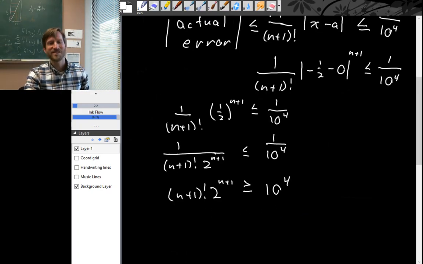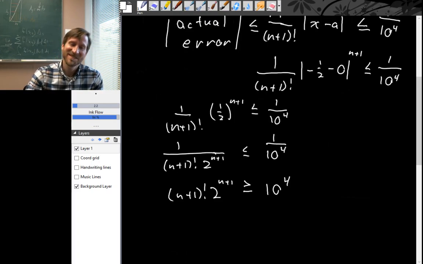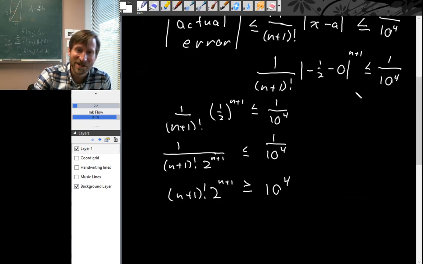So now we need to solve this inequality. Well, we aren't going to be able to solve this inequality algebraically because we have a factorial here. There's just no way of isolating the n when it's inside a factorial. So it seems like we're in deep trouble. But actually, remember, n has to be an integer. N has to be a positive integer. So we can start with n equals 1 and try it. Just see if it works.